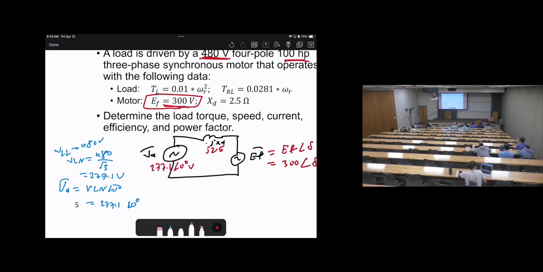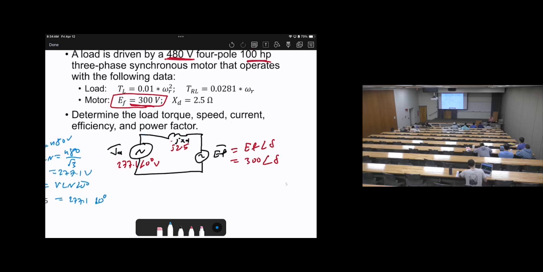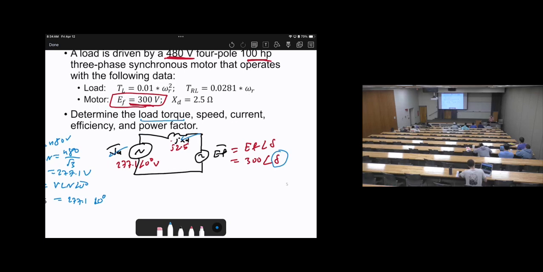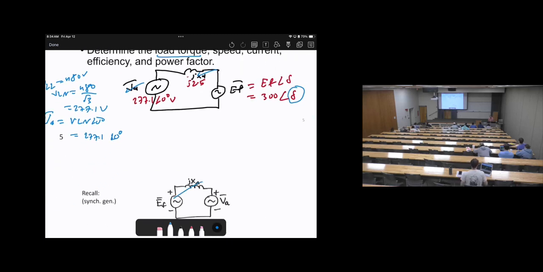So by looking at this circuit, we know VA, we know JXD, EF, the only unknown is delta. So keep this in mind, delta is unknown. So we need to find a way of finding delta. But let's follow up first with the question, then after that we will see how we calculate delta. So the first thing, calculate the load torque. The load torque is given in this question as TL, let me just forget about the circuit.